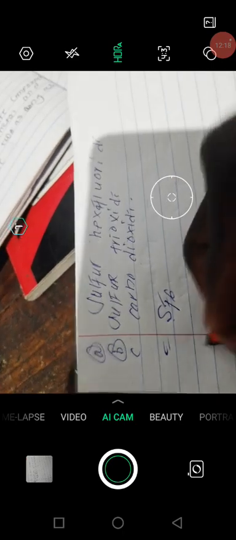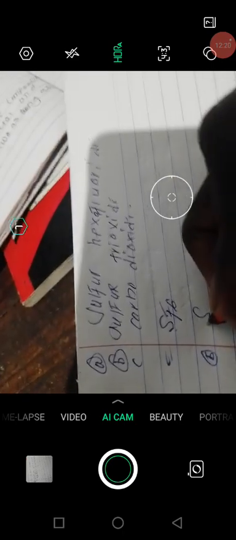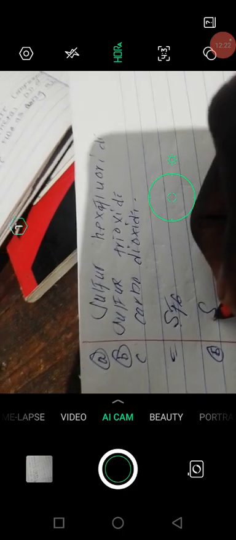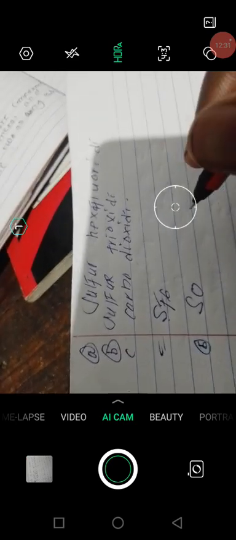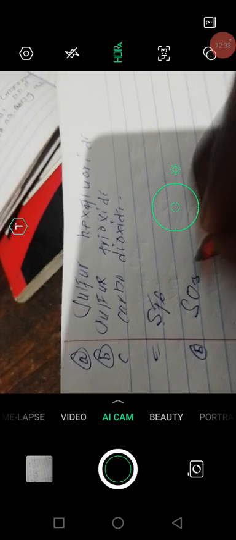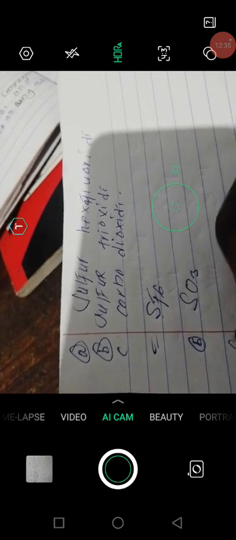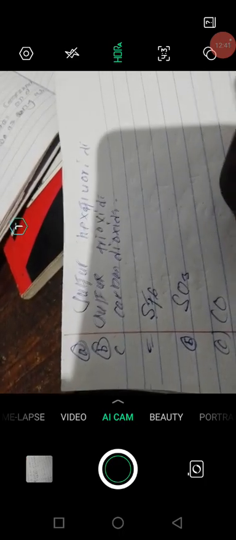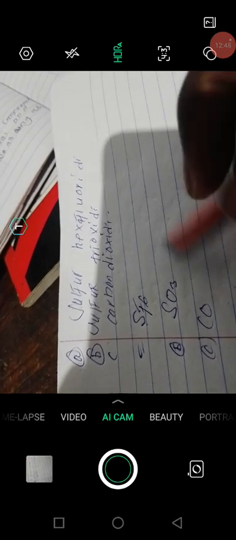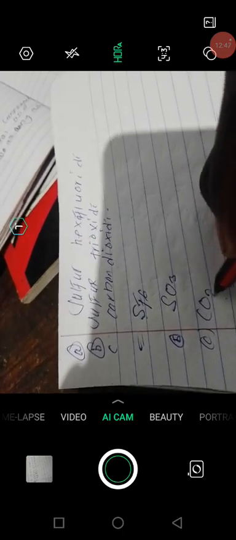What about the B? I've got sulfur there and the oxide. Oxide comes from oxygen. So SO, and there are 3 there, which means tri means what? 3. So sulfur trioxide. What about this one? Carbon dioxide. It is CO, of which dioxide means 2, since I've got 2 oxygen there. So this is carbon dioxide.